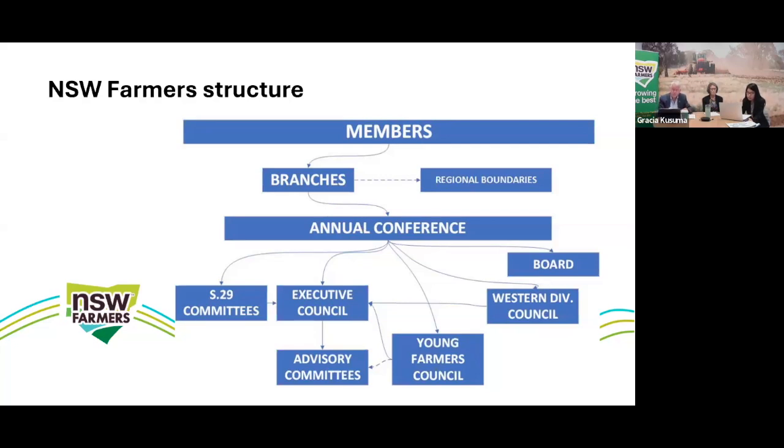And as a result of proceedings at annual conference, then there's the election of board and executive council, and subsequently executive council elects members of the advisory committees, which are then progressing through the policy motions and the advocacy work of the association. Members who produce specialized commodities such as oyster, pork, fruit, and veg can also be part of the specialist Section 29 committees through that process.